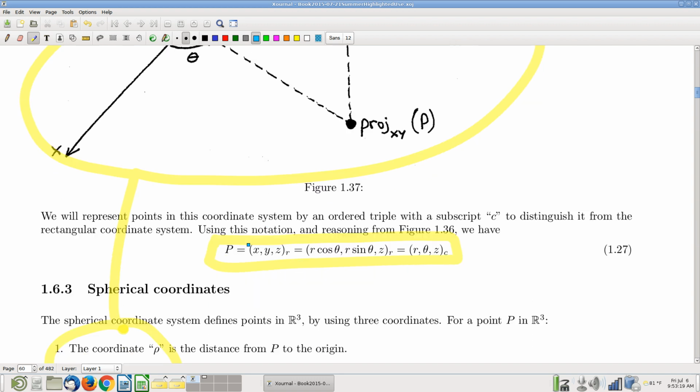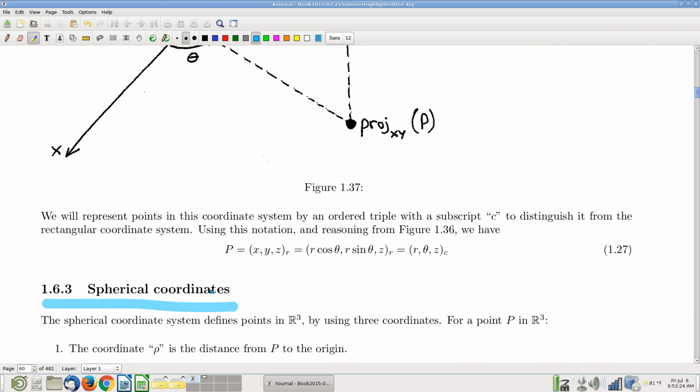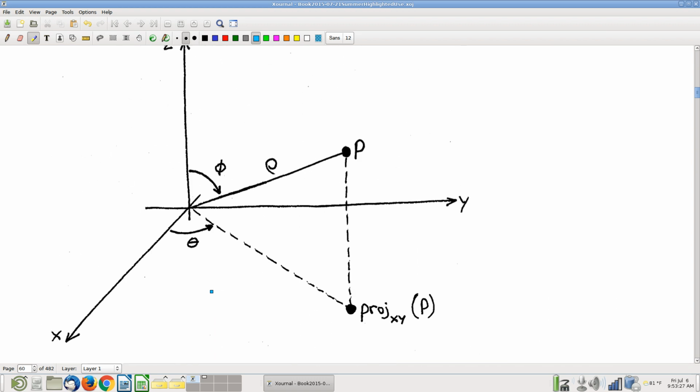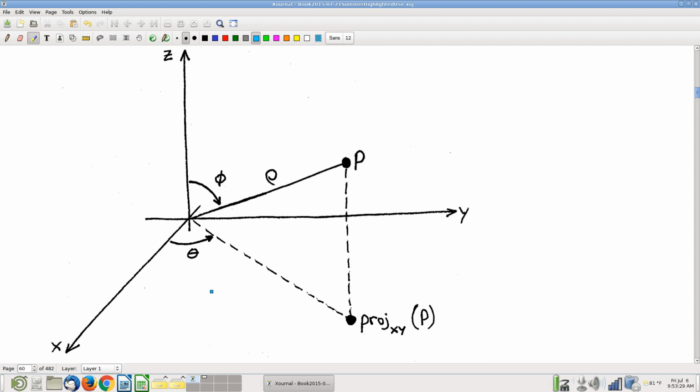Now, there's a third coordinate system we're going to make a lot of use of. This is called spherical coordinates. Here's a picture of the spherical coordinate diagram. This is also very often referred to as polar coordinates in R3, and I'm quite opposed to this. It's really very importantly different from polar coordinates. So in polar coordinates, we talk about that distance, r. That is not a spherical coordinate.